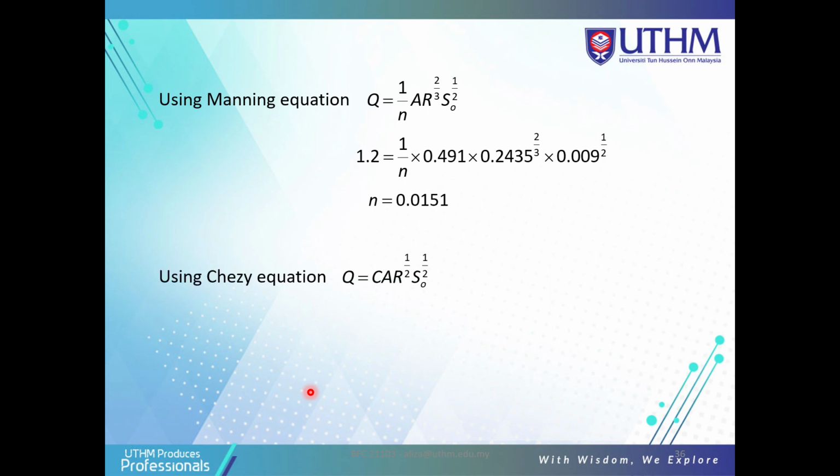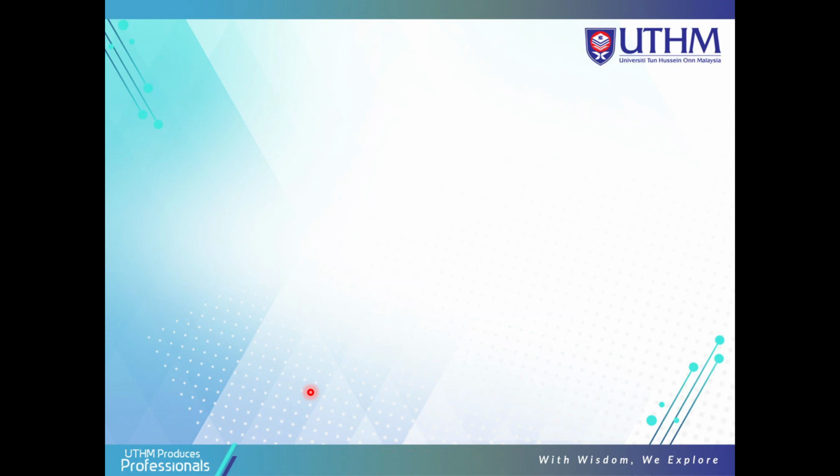After you get the N using the Manning equation, you find the Chezy coefficient using the Chezy equation. That's all for part A of topic 2. So I stop here.